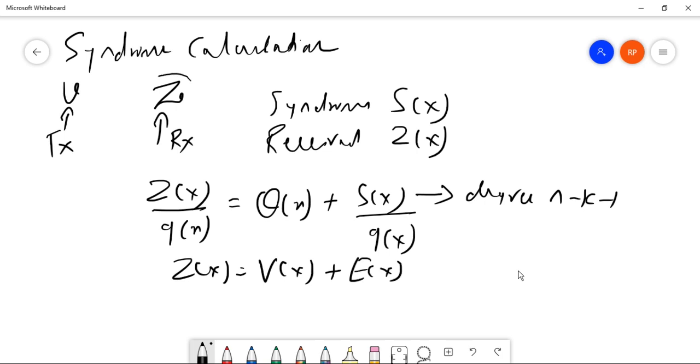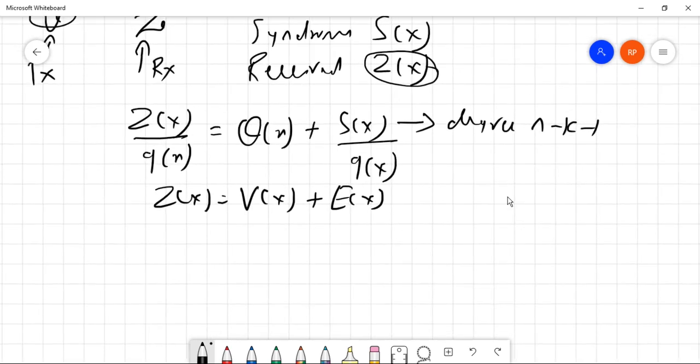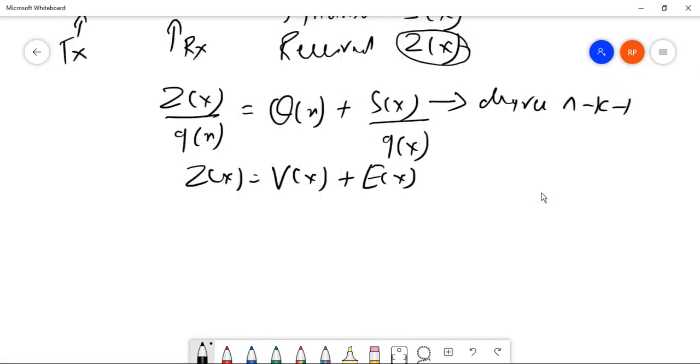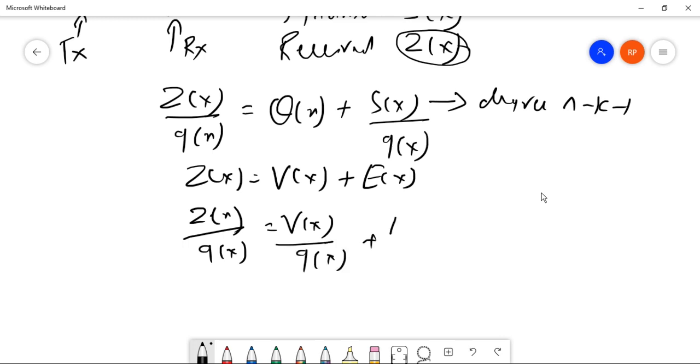Z of X is the received one, because I have written here the received is Z of X. V of X is the transmitted one, because we have said the transmitted one is indicated by V of X, and in the channel certain error will get added. That error is indicated by E of X. Now if you divide the whole equation by G of X, then Z of X divided by G of X is equal to V of X divided by G of X plus E of X divided by G of X. So the whole equation I have divided by G of X.